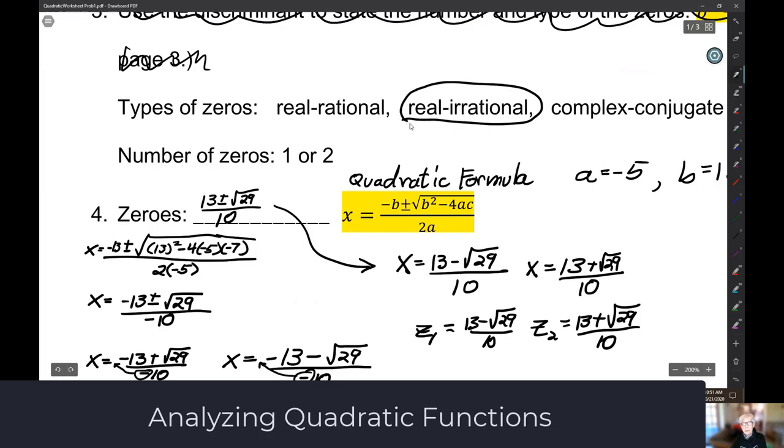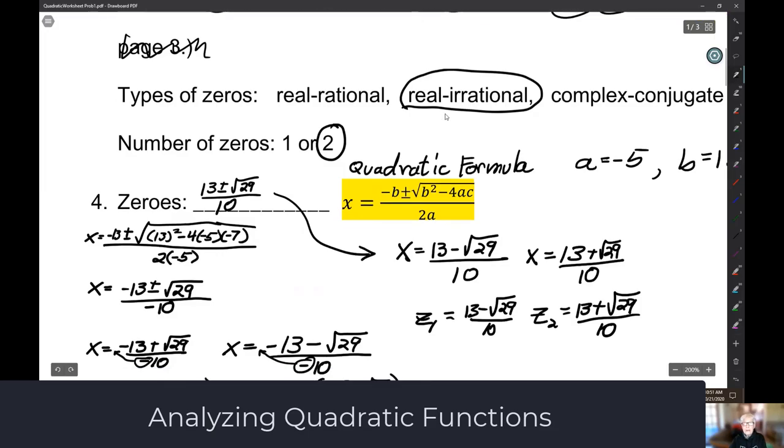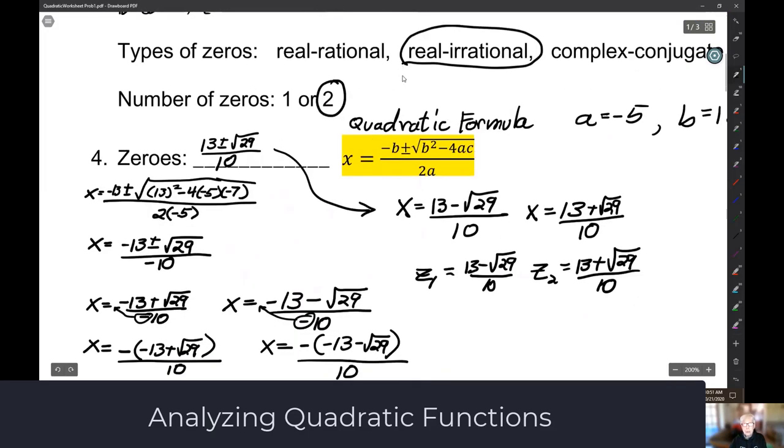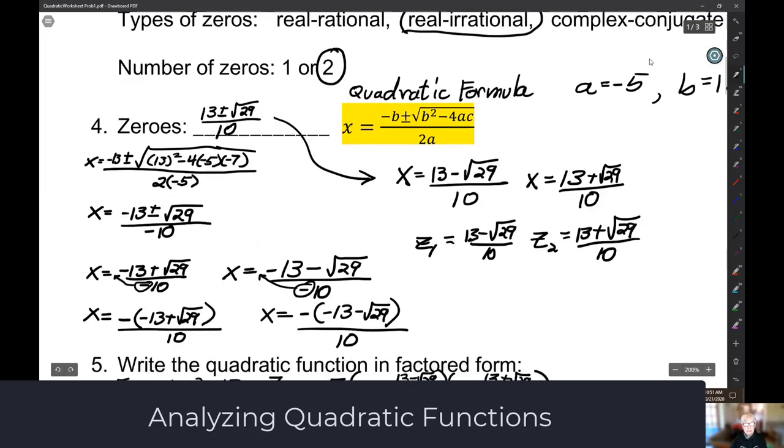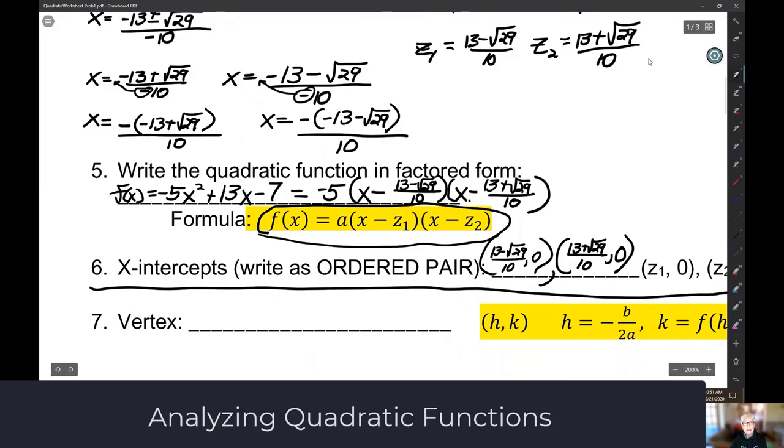And there are two of them, one with a minus and one with a plus. So there are two zeros, and they're real, irrational. Real dash irrational. They're also conjugates, and I don't know why we don't call them conjugates. We do call the complex numbers conjugates. But I'm not going to take on the whole math establishment over that.